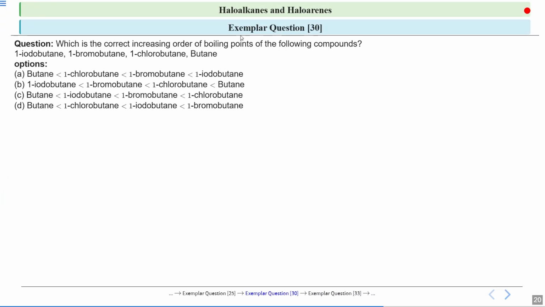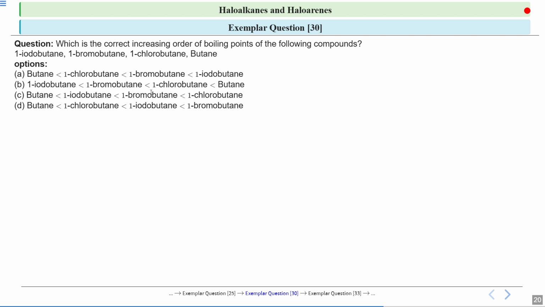So let's see the next question, Exemplar question number 30. The question is, which is the correct increasing order of boiling points of the following compounds? We have been given 4 different compounds, and you have to tell the correct increasing order of their boiling points. The compounds are 1-iodobutane, 1-bromobutane, 1-chlorobutane, and butane.